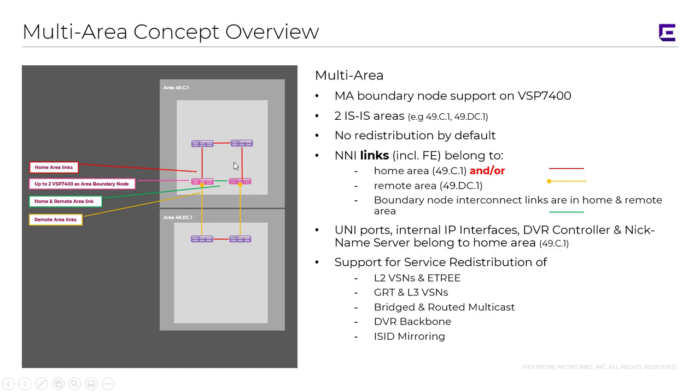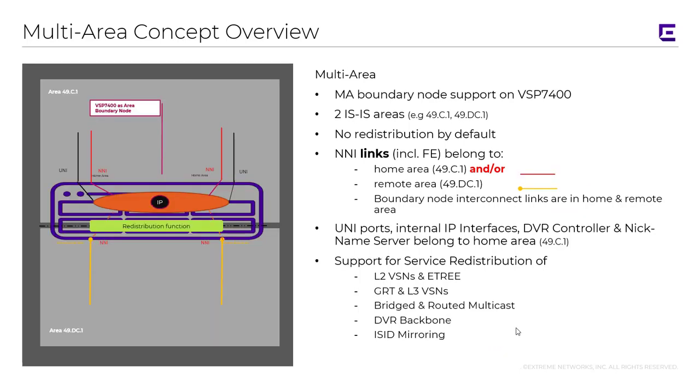Now, by default, there is no redistribution. So once you set up multi-area and you have these two areas interconnected, none of the services will be visible on each side. And that is by default. We need to go in and do service redistribution, and that'll be what we'll talk about with secure service zoning. And you could do it for L2 VSNs and E-trees, GRT and L3 VSNs, bridged and routed multicast, DVR backbone routes for data center area interconnects, and then also ISID mirroring, which is kind of neat as well.